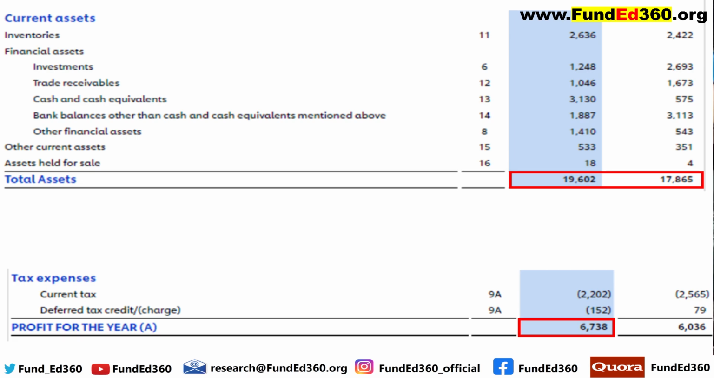You add it together and divide it by 2. In the case of this balance sheet, you can find that the average assets is 18,733.5 crores. If you take the net income from the P&L statement, you can find that the net income is 6,738 crores. So return on asset, you can find it as 6,738 divided by 18,733. So you will get 35.96%.